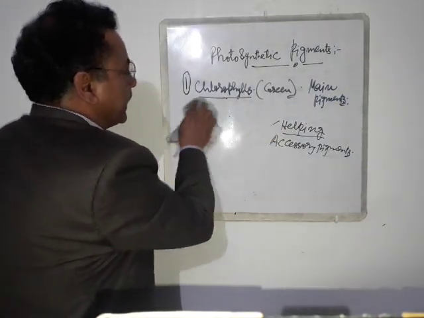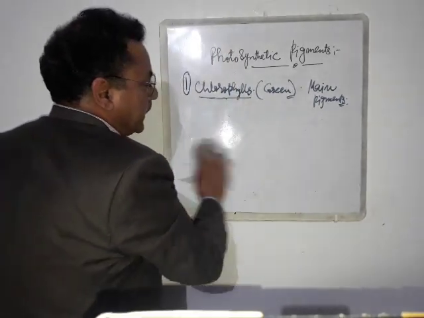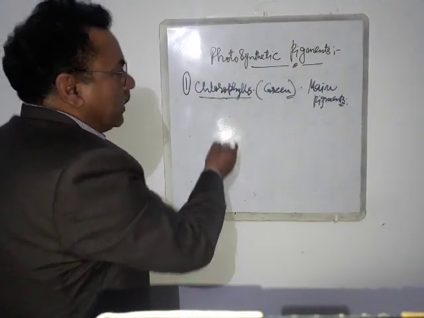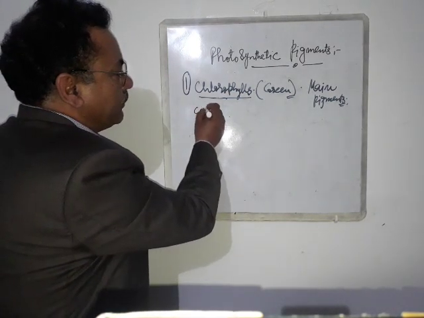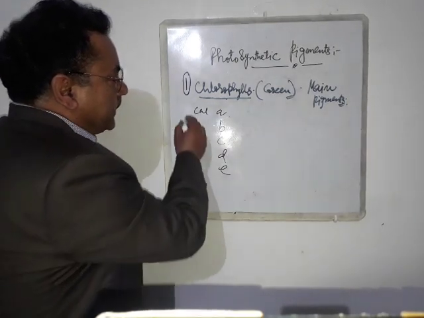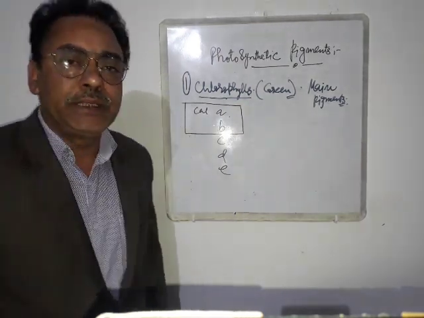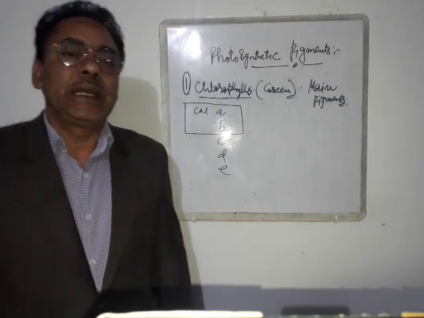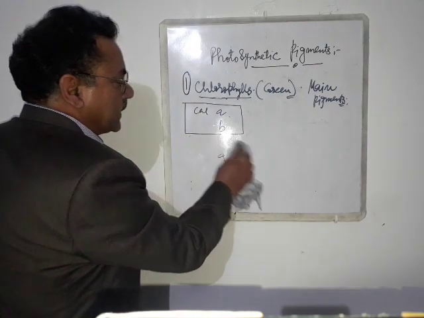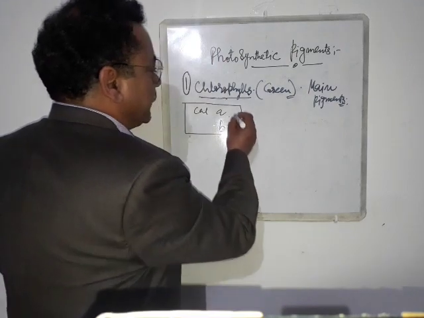Now let us first take up the chlorophylls. I told you that the chlorophylls are green in color and they are the main pigments in the photosynthesis. They have many types. For example, we have chlorophyll A, B, C, D, E. Out of these we have the two, that is chlorophyll A and chlorophyll B. These are present in the higher plants. So let us take into consideration these two types of photosynthetic pigments or chlorophylls.